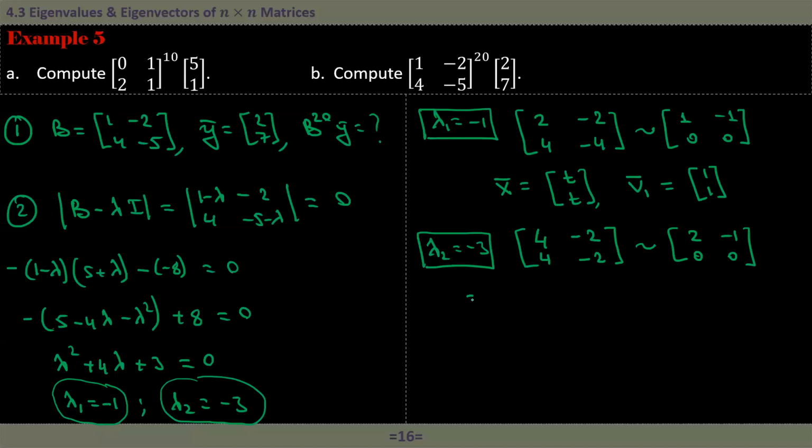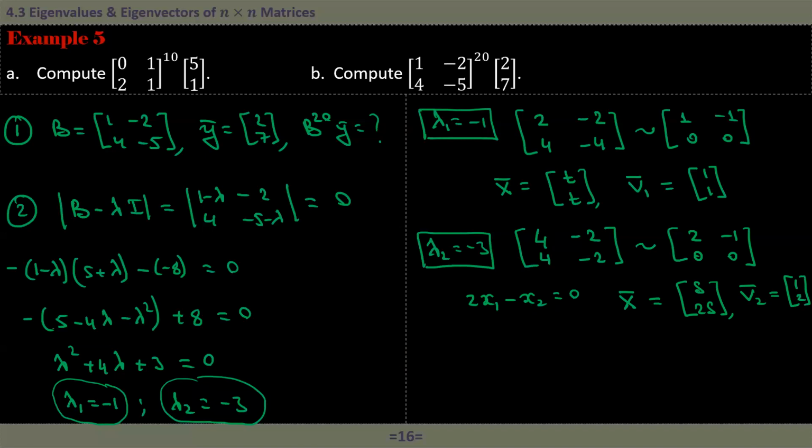What we have here is 2x1 minus x2 equals 0. So our eigenvector will be this way: x2 equals 2 x1. If x1 is S, let's say, the second one will be 2S. And I just need one, so the corresponding eigenvector V2, when S equals 1, is (1, 2).